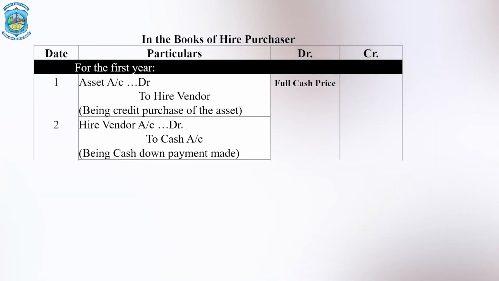Did you understand the difference? In the asset accrual method, we made the entry as asset account debited to cash, whereas in this credit purchase system, we made the entry for the down payment as hire vendor account debited to cash. Why? Because we have already credited hire vendor with the full amount of cash price, and this down payment is a part of the cash price, and therefore now the entry is hire vendor account debited to cash.